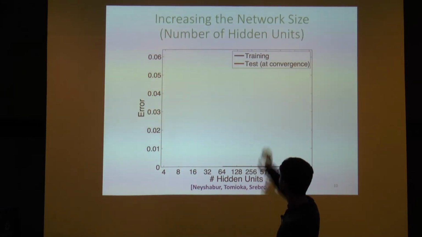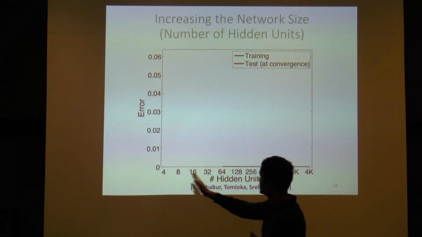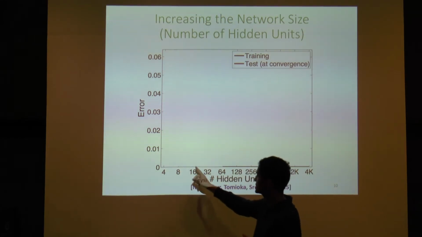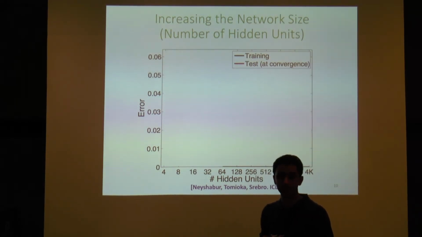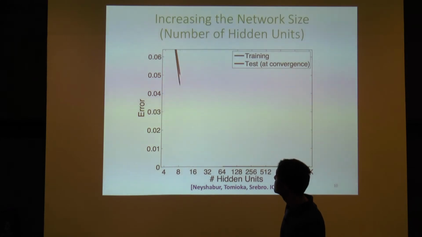So this plot shows the training and test error for different networks. Each of these networks has a different size. Each of them I initialize randomly. I do the optimization until convergence, and I measure the training error and test error, okay? So this is for smaller sizes, where everything makes sense.